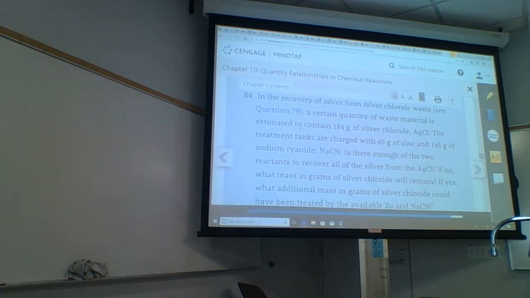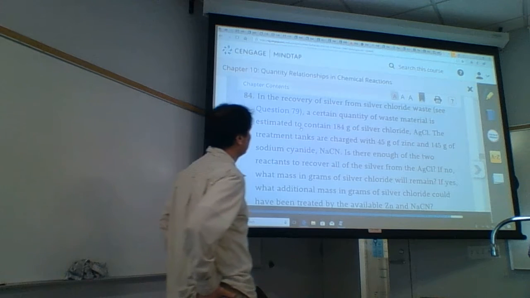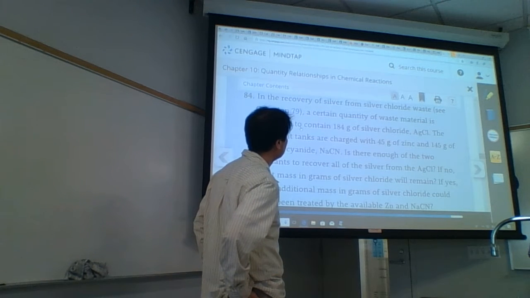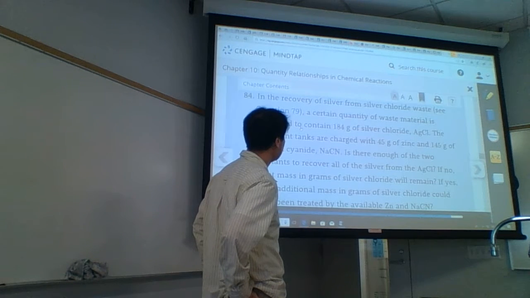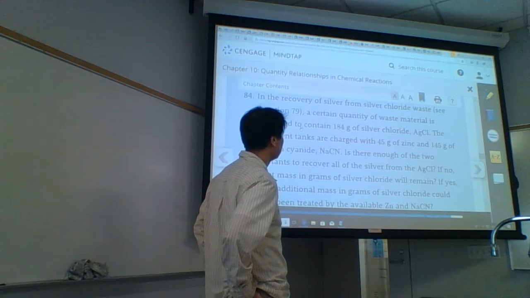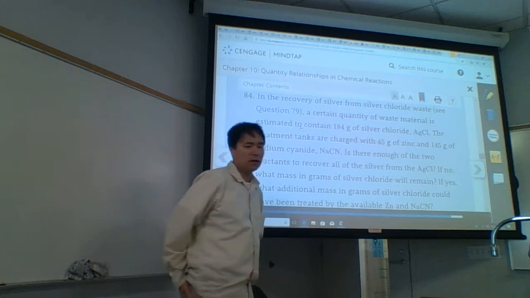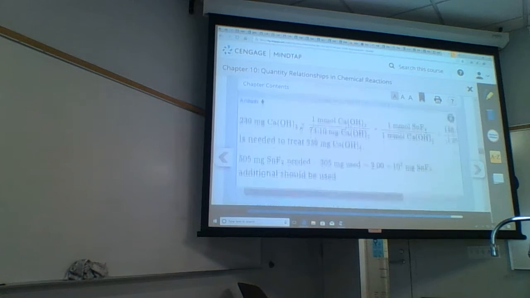teeth. 84. In the recovery of silver from silver chloride waste, a certain quantity of waste material is estimated to contain 184 grams of silver chloride, AgCl. The treatment tanks are charged with 45 grams of zinc and 145 grams of sodium cyanide. Is there enough of the two reactants to recover all the silver from the silver chloride? So let's take a look at number 79.